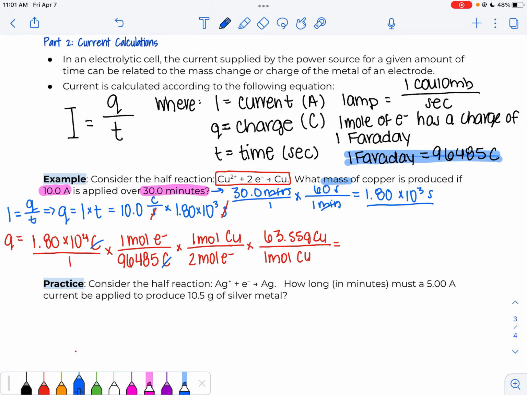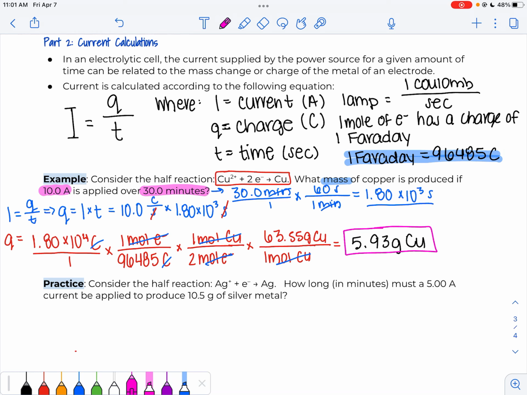All right. Coulombs cancel with coulombs. Moles of electrons, moles of electrons, moles of copper, moles of copper. And I'm left with grams of copper. Yes. Put it in your calculator. What do you end up with? You end up with 5.93 grams of copper. There is my final answer.